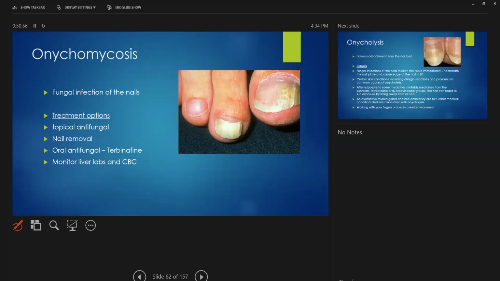Onychomycosis, so just a fungal infection of the toenail. You can try topical antifungals. They don't work very well. You can also go to oral terbinafine, but you want to monitor their liver labs and CBC if you do that, as that terbinafine tablet can cause liver problems.